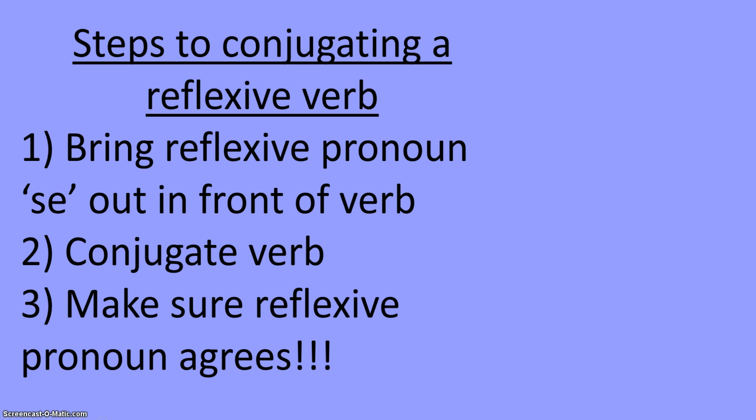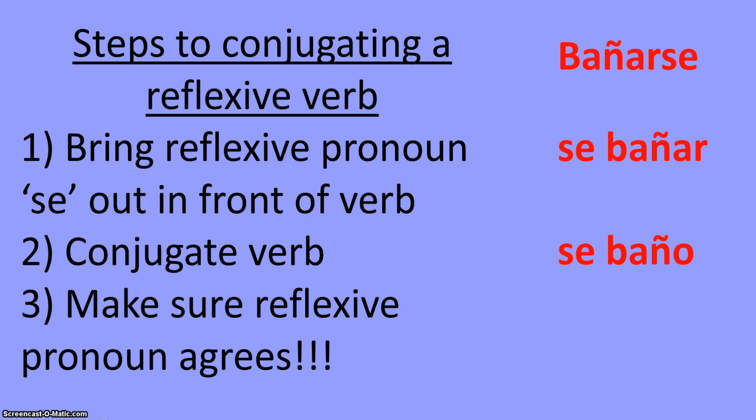You don't really have a space to write down my steps to conjugating a reflexive verb, but maybe see if there is some white space on the back of the grammar notes packet or off to the side where you can jot this down really quickly. We're going to use the verb bañarse as our example. The first thing I want to do is bring the reflexive pronoun se out in front of the verb. Then I'm going to conjugate the verb. Let's pretend I want to conjugate the verb bañarse into the yo form. I want to talk about how I bathe myself.